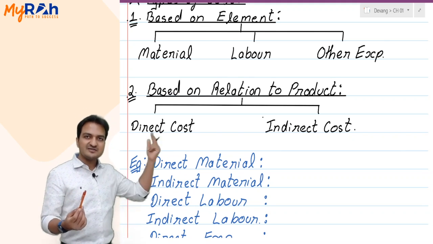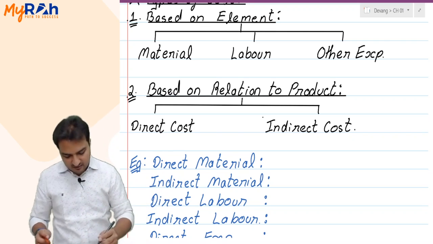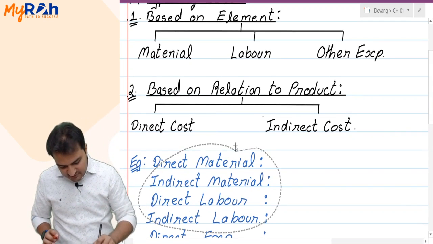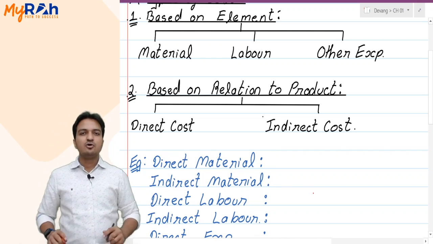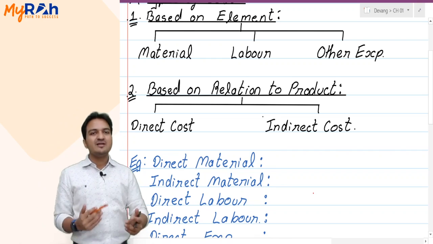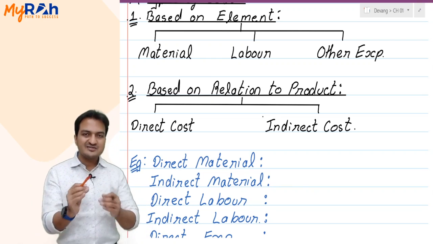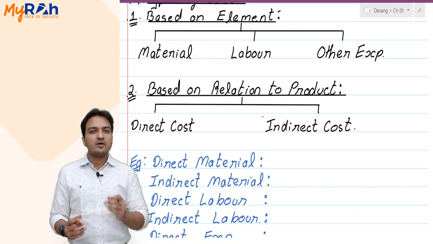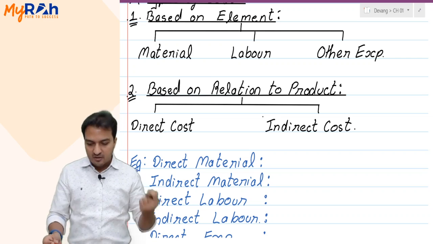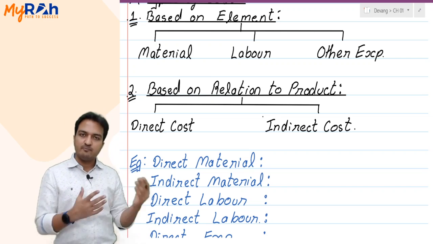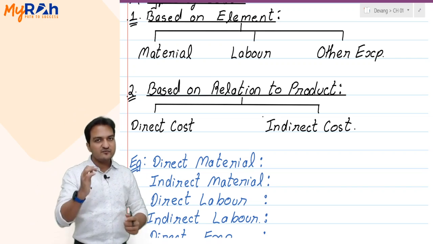Look, all these classifications I will explain based on examples, because based on these examples, you will be able to understand the nature of cost in a better way. And once you understand the nature of cost, then you can understand treatment of the cost. So first, to understand the nature of basic cost items, I'll give you some examples.